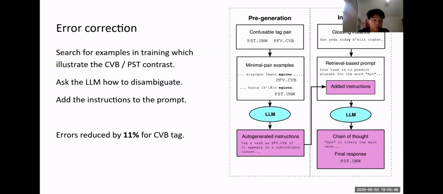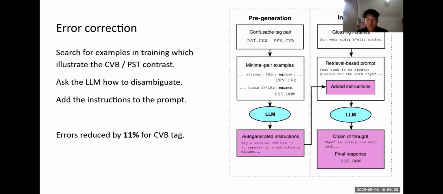So we were able to actually reduce the errors by 11% for the perfective converb tag. And while it's not a great success, it is significant because it's hard to get any LLM to actually follow these explicit linguistic instructions because it's not what it's trained to do.